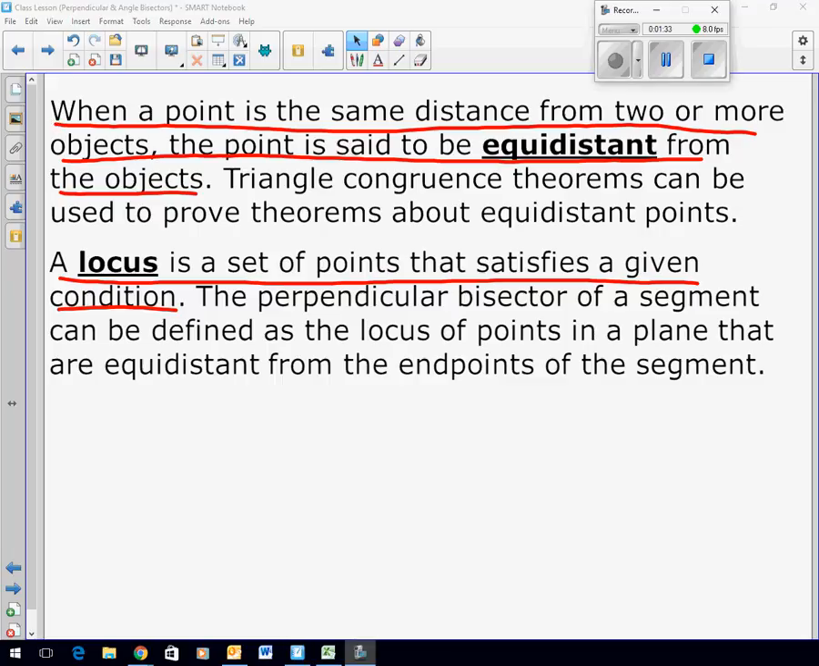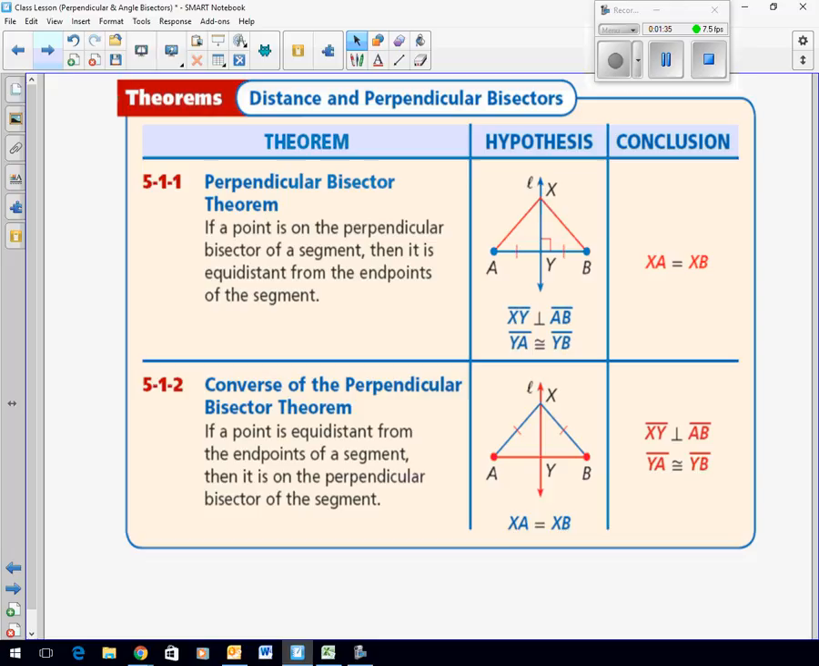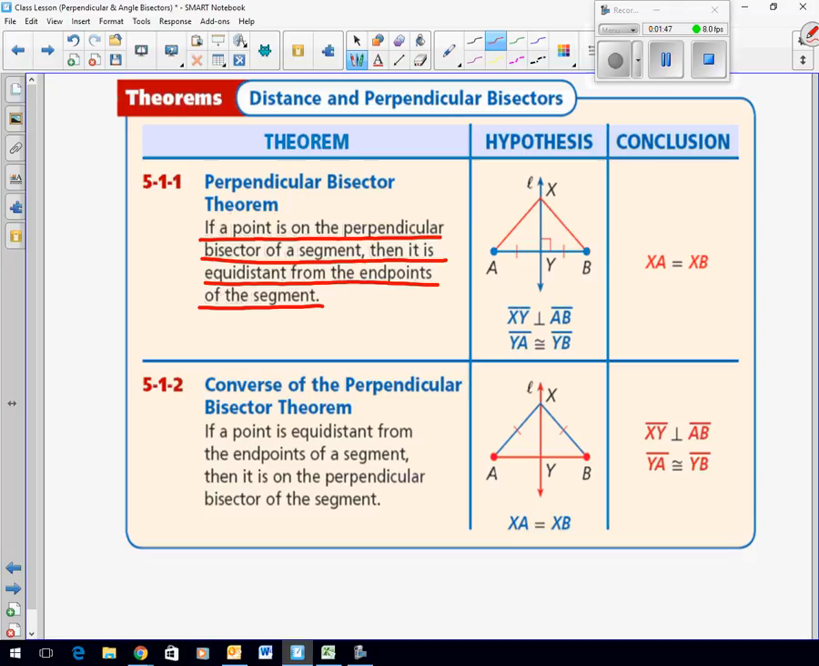First thing is going to be the perpendicular bisector theorem. Yes, you need to write down your perpendicular bisector theorem. If a point is on the perpendicular bisector of a segment, it is equidistant from the endpoints of the segment. I'm going to explain these in a second. I would write the converse as well. The converse is, if a point is equidistant from the endpoints of a segment, it is on the perpendicular bisector of the segment. I will explain those two in just a second.